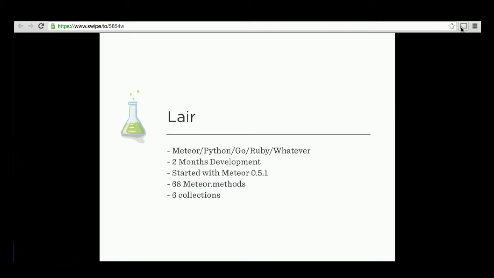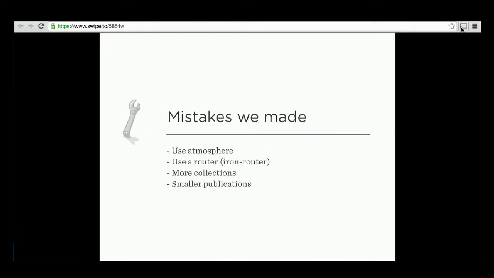All right, a little bit of statistics. It has 68 Meteor methods, and it has 6 collections. And the other thing is more collections versus just having everything in nested objects. Turns out when you're using MongoDB or a document store, if you go to create an array of objects, you're probably doing something wrong. So just have relationships, and then smaller publications. This is still a problem in the app now, and we're seeing a lot of difficulties with lots of data. When you see how we're publishing stuff, it doesn't work out well when you have large data sets.